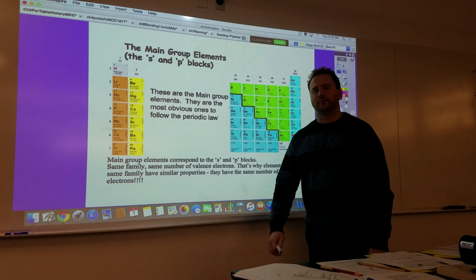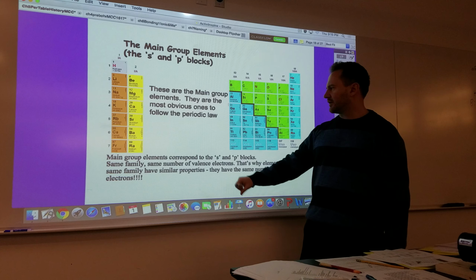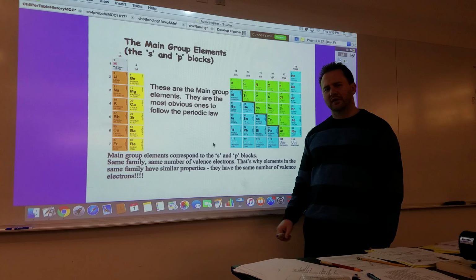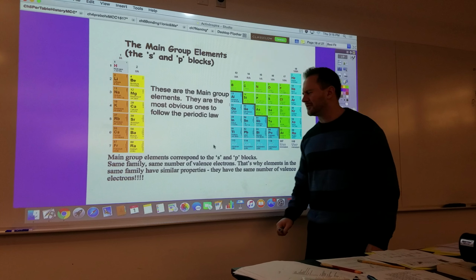When I say the main group elements, this is a term I'm going to use regularly from now on. What we're going to do is cut out the D block and cut out the F block. Kind of like we do with grades here at Concord Carlisle. No one gets a D or an F.